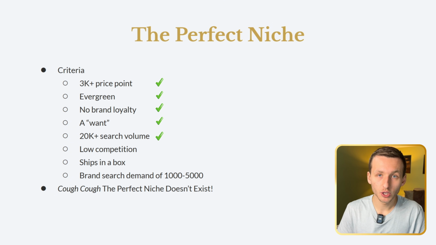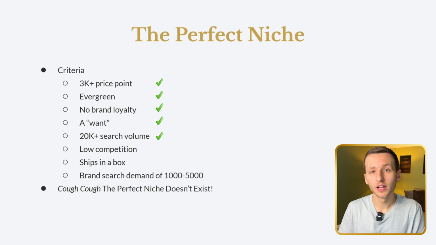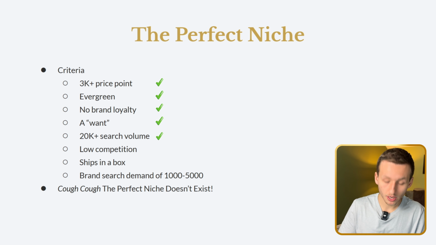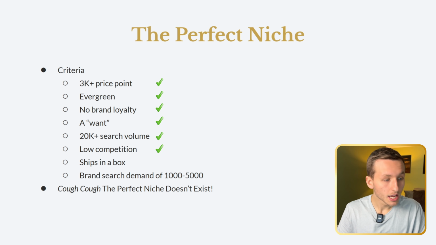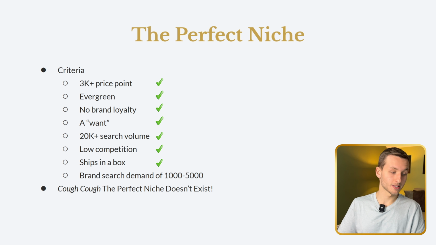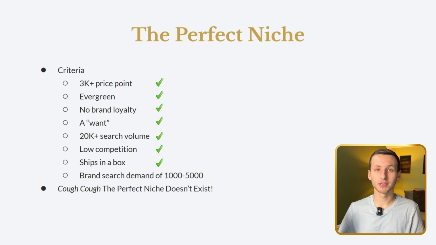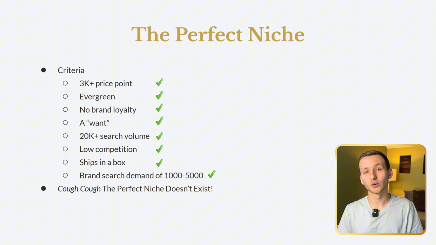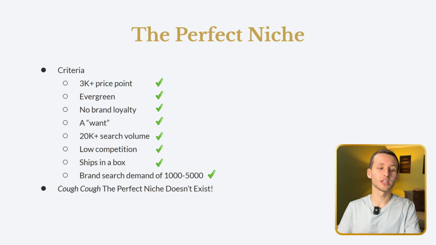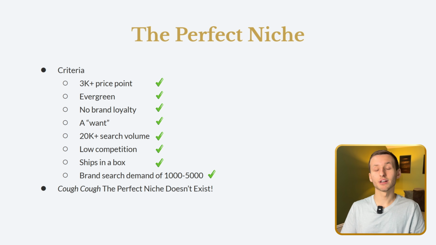20K plus search volume. So if you take all of the products, the product types associated with your niche, it amounts to 20K plus. Low competition. Ships in a box. So ideally, you want something that ships in a small box and not a big pallet, because it's more expensive on shipping. And the brand search demand of 1,000 to 5,000. So every single one of the suppliers within the niche has a brand search demand of 1,000 to 5,000.